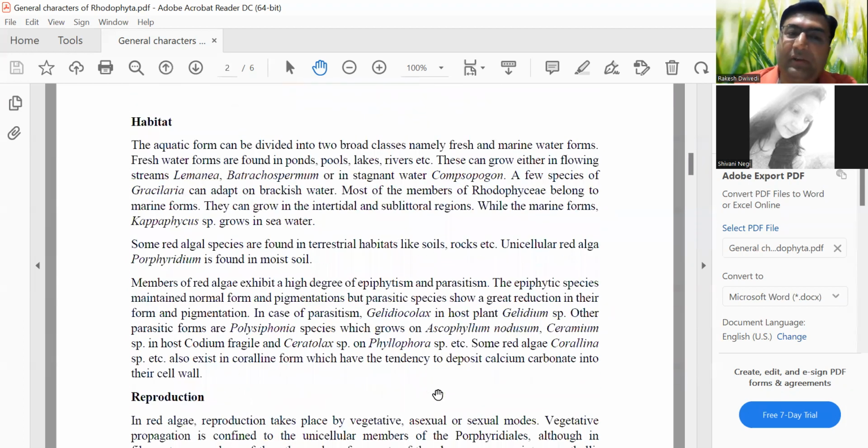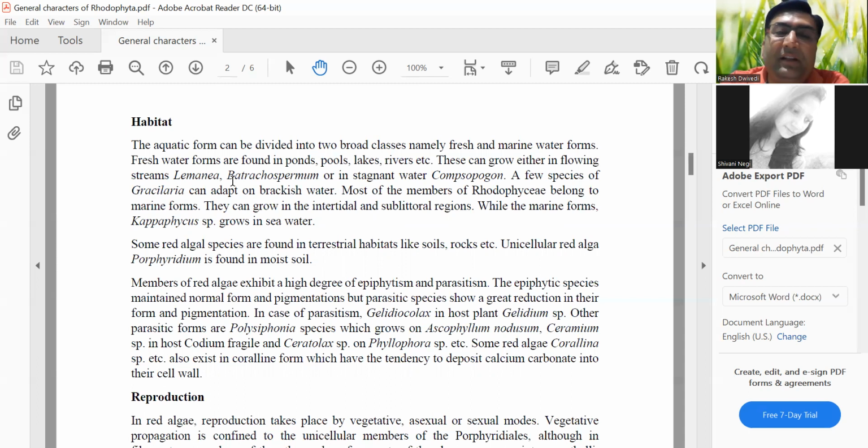Let us go to other important features in a bit more detail. The habitat where we find the red algae: the red algae are basically marine in habitat, but some forms of red algae are known from the freshwater habitat also. The freshwater red algae are Lemanea, Batrachospermum, Compsopogon. These three are found in flowing water, in streams or rivers. Batrachospermum is also found in ponds.